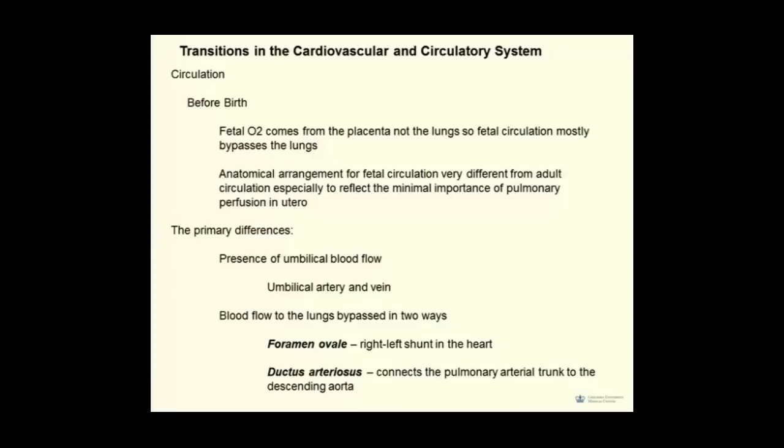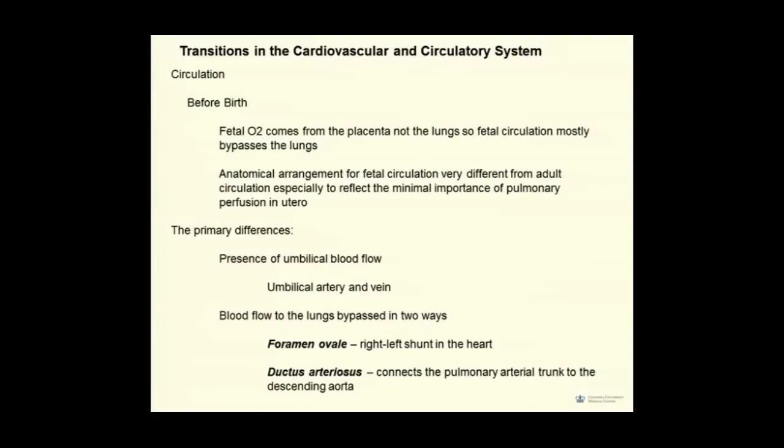We send just enough blood to perfuse, to deliver oxygen to the lung tissue and keep it healthy. But we bypass most of the rest of the blood away from the lungs. So the anatomical arrangement for fetal circulation is very different from the adult circulatory system, and that has to change as soon as the baby enters the world.